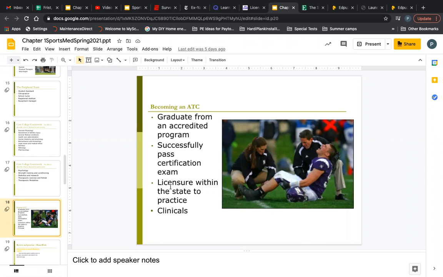And each state has different licensure regulations. So in one state you might be able to do certain practices while in others you can't. So licensure is important. It tells you what you can and can't do within your state.